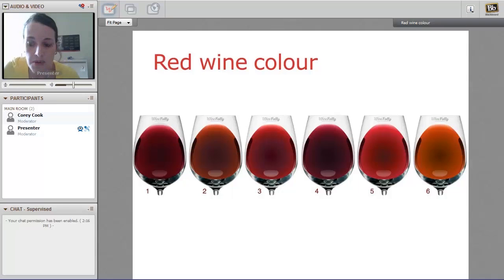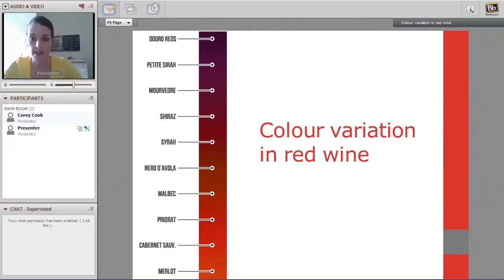And then finally, number 6 is an old Pinot Noir or a Burgundy. You see that there's a lot of brown there, and it becomes very brick-like. So you can get an idea of the range of red colors that you might see in red wines. And then as we move on, we have some more color variation in red wine.